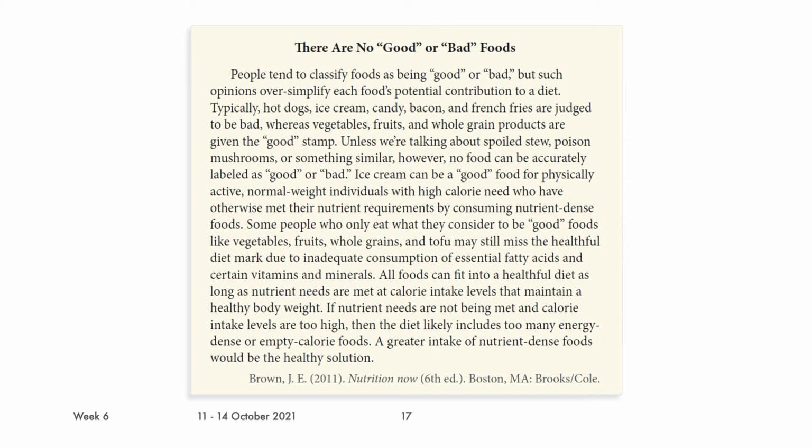Some people who only eat what they consider to be good foods like veggies, fruits, whole grains, and tofu may still miss the healthful diet mark due to inadequate consumption of essential fatty acids and certain vitamins and minerals. All foods can fit into a healthful diet as long as the nutrient needs are met at calorie intake levels that maintain a healthy body weight. If nutrient needs are not being met and calorie intake levels are too high, then the diet likely includes too many energy-dense or empty-calorie foods. A greater intake of nutrient-dense foods would be the healthy solution.